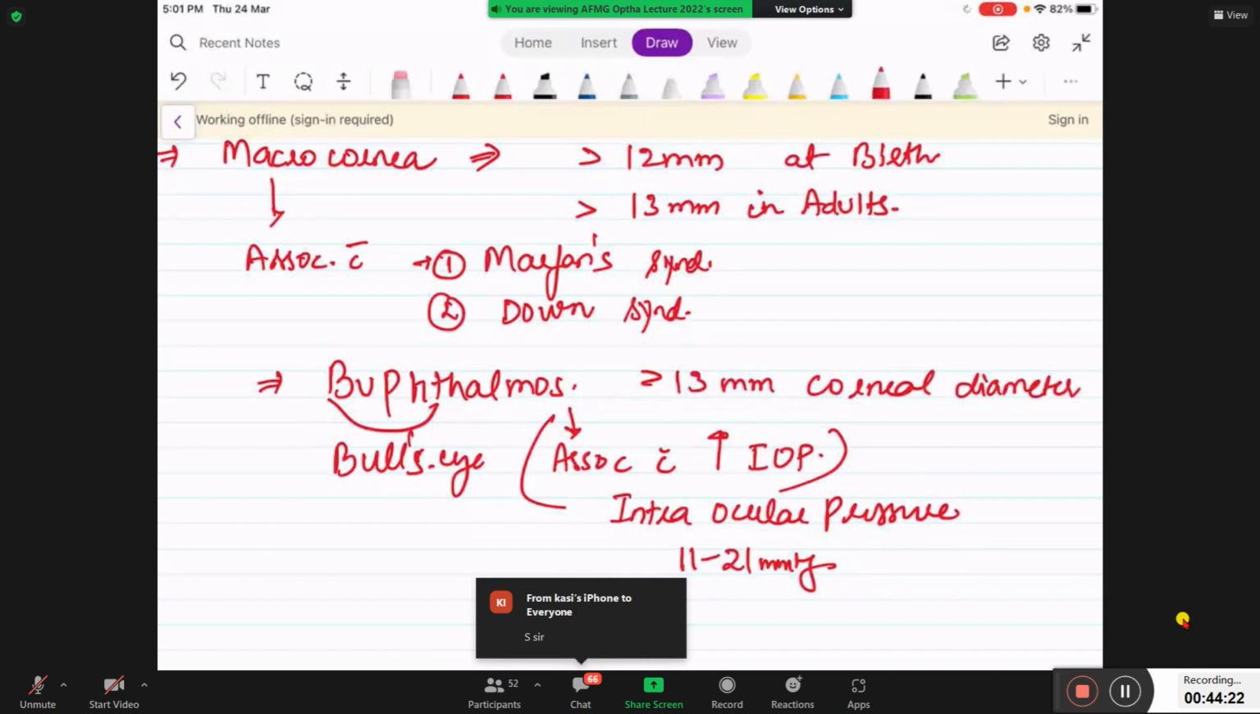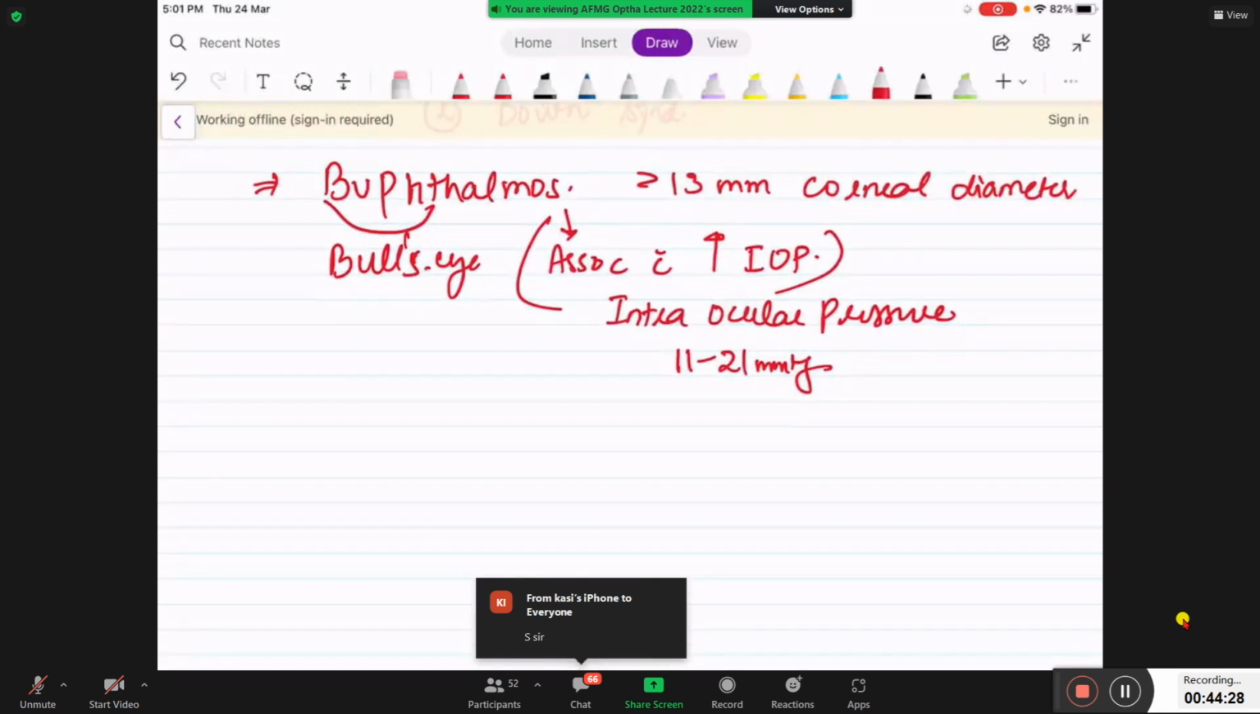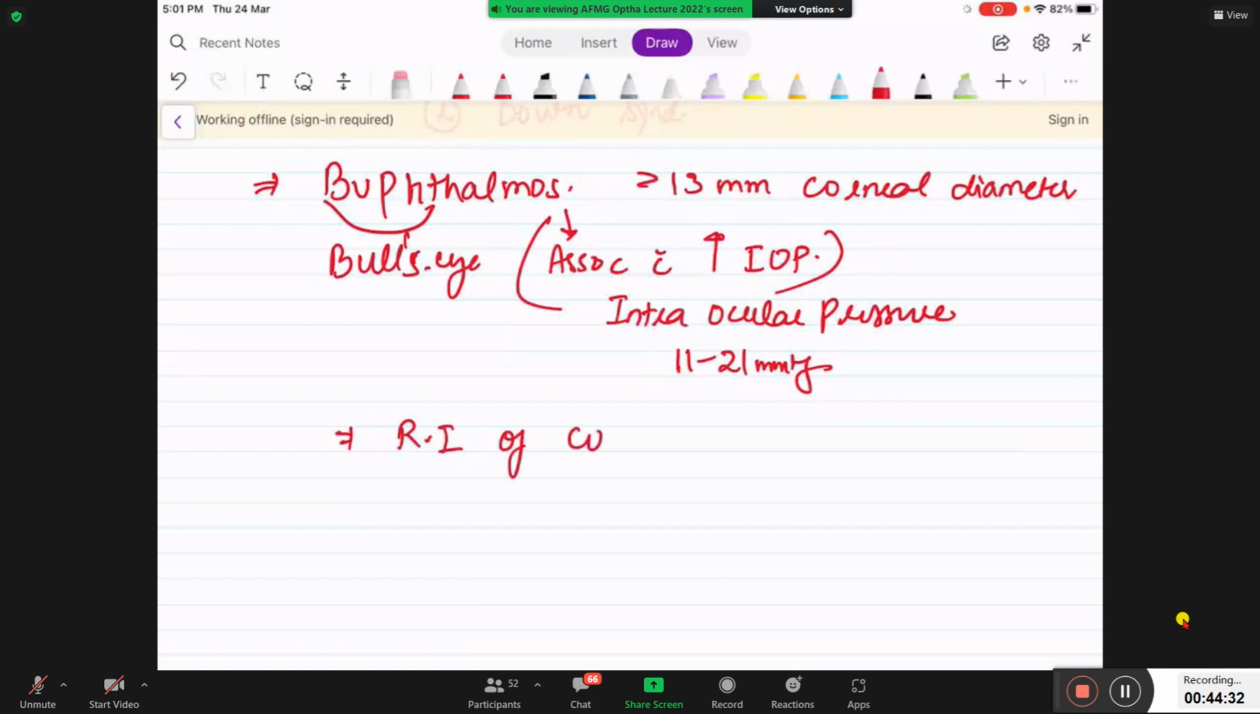Okay, great. So this is all about your ophthalmos. Now write down, what is the normal refractive index of cornea? This figure also you have to remember, the number. Refractive index of cornea is 1.376. Important question.